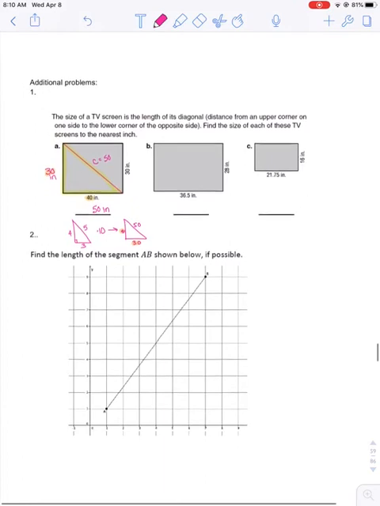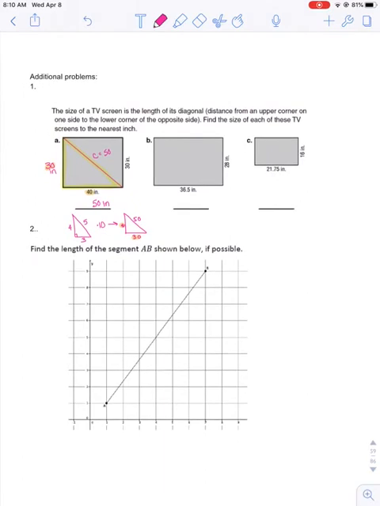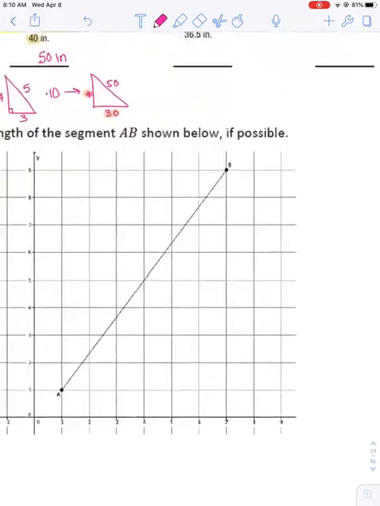So I'm going to leave B and C for you guys to do. On number 2, they ask us to find the length of the segment. And it is possible. I don't know why they bother saying if possible. If you know the distance formula, you probably have another way of solving this. But the distance formula actually comes from the Pythagorean theorem. And that's something that we're going to be talking about.